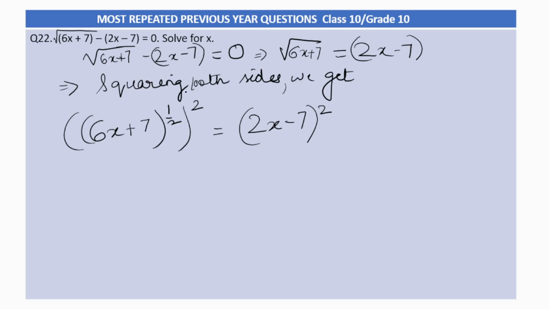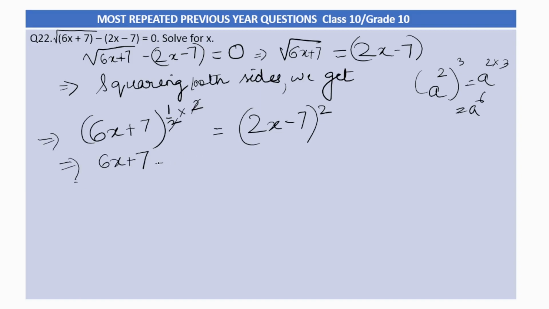Now what happens here? I will remove the brackets in between. Here half will get multiplied with 2, right? Like if it's 8 to the power of 2, again raised to the power 3, then what do we do? 2 into 3. It becomes 8 to the power 6. Similarly here half into 2. This 2 and 2 in the numerator will get cancelled. What remains here is 6x plus 7. So the square root is gone. This side we have to solve now.